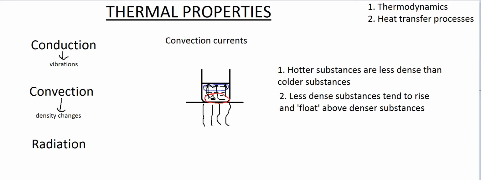Convection currents are also why, when you heat substances, you heat them from the bottom instead of the top. Because if you heat them from the top, there won't be any convection currents, and the water at the bottom would just stay cold. Okay.